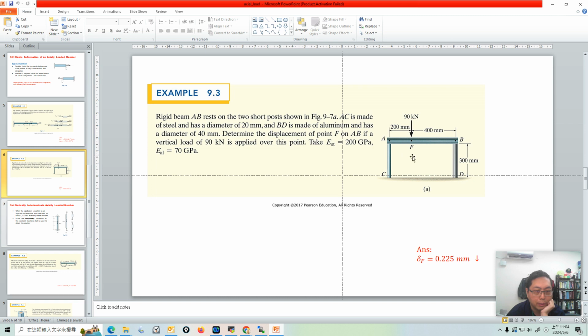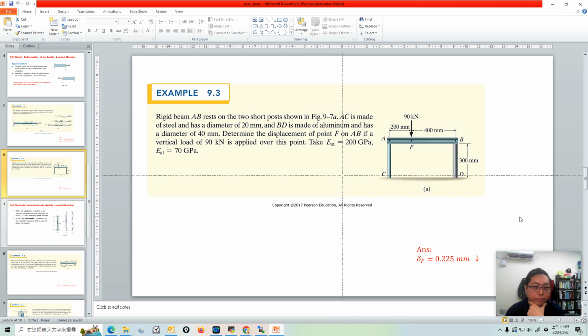Determine the displacement at point F. F is here. And then we apply the external loading, 90 kilonewton, on this beam, pointing down. You want to calculate the deformation at this point F. So this problem really needs some explanation.